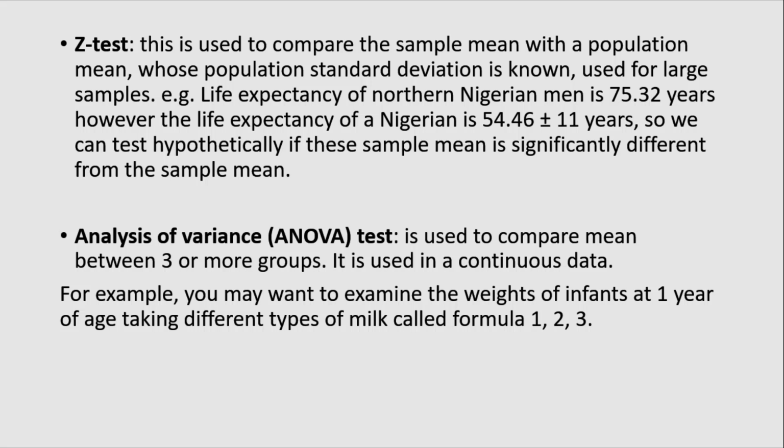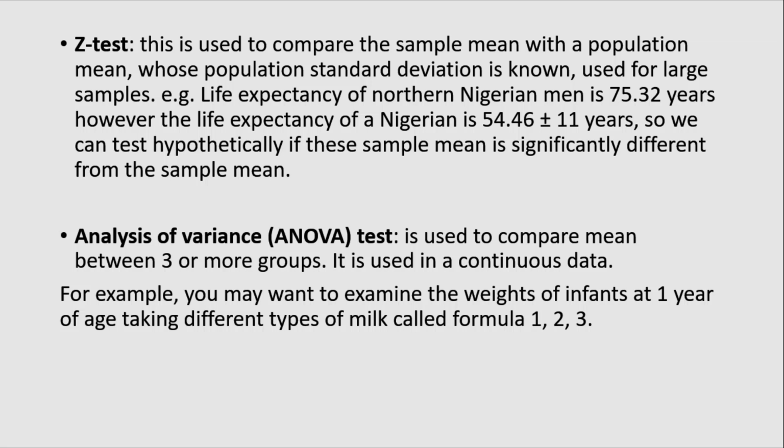For example, life expectancy of northern Nigerian men. Let's say a research was carried out in northern Nigeria and we found out that life expectancy for northern Nigerian men was 75.32 years. But the life expectancy for Nigerians as a whole is 54.6 plus or minus 11 years. So we want to test if this 75.32 is statistically different from the 54.6 plus or minus 11 years. So there you use a z-test.